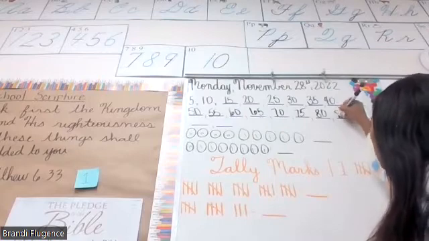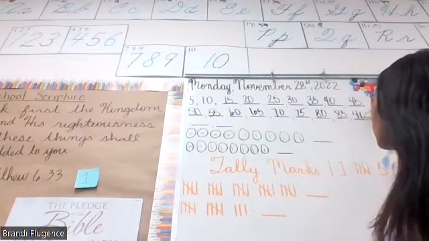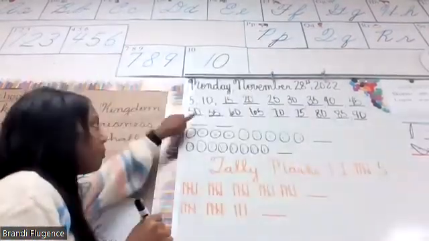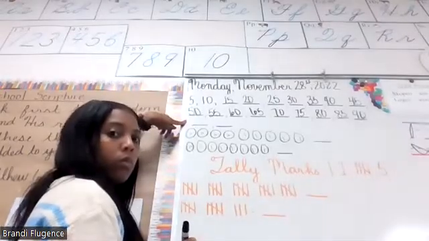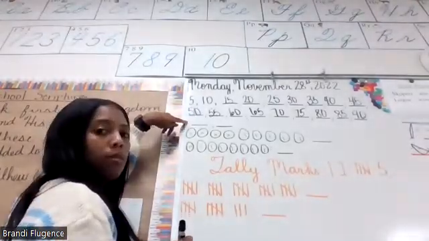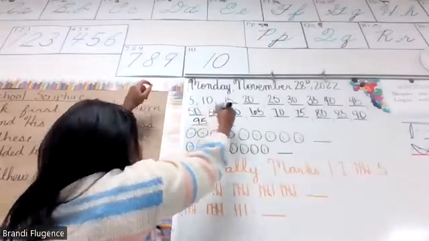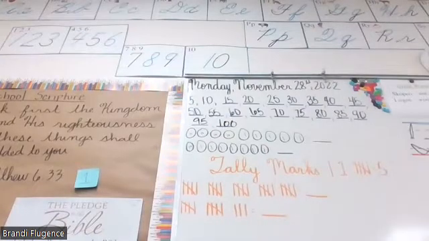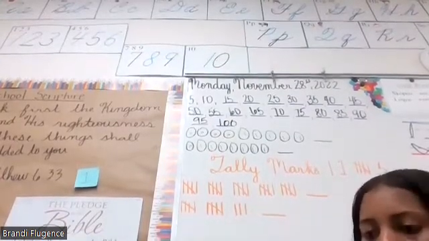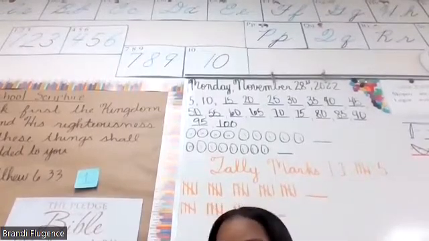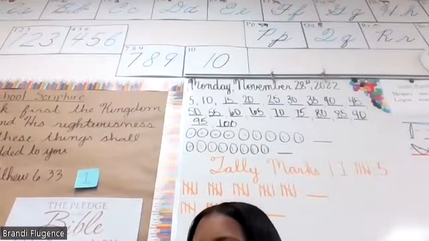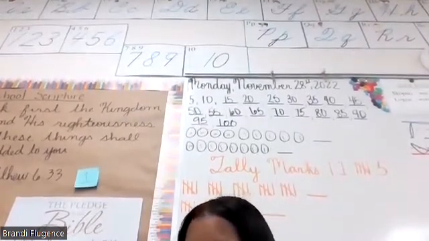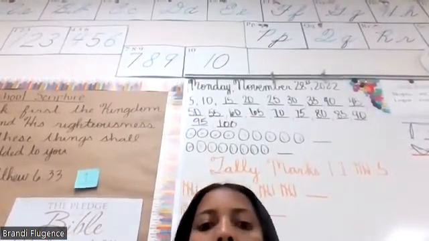80, 85. Micah? 90. Asa? After 90? 95. And then Braylee? 100. All right, let's go ahead and count it out. 5, 10, 15, 20, 25, 30, 35, 40, 45, 50, 55, 60, 65, 70, 75, 80, 85, 90, 95, 100. Awesome. So that is our fives all the way to 100.